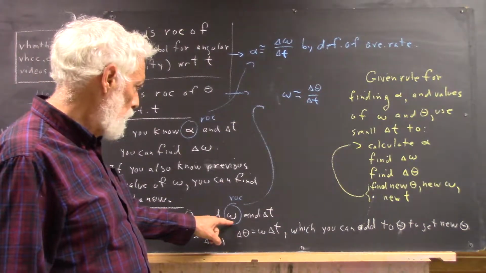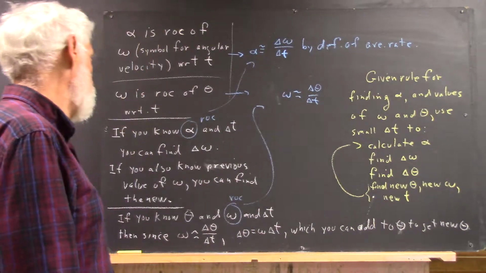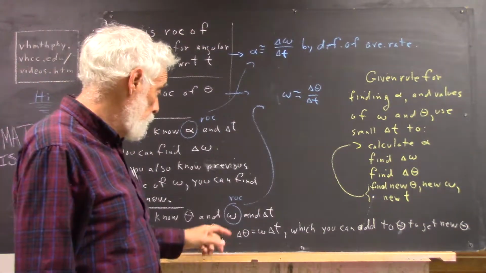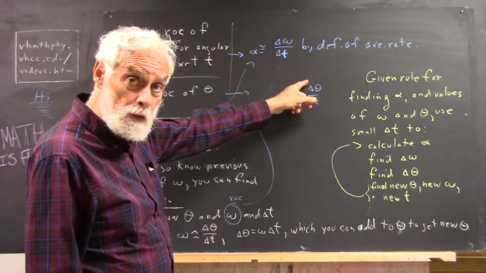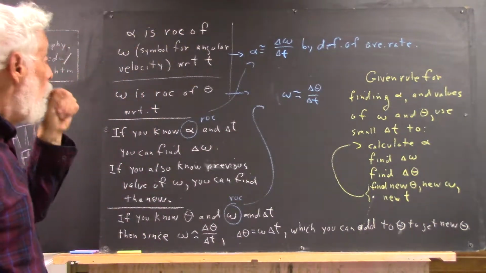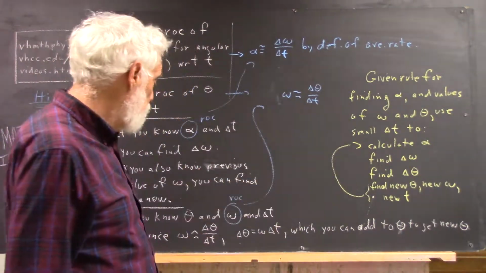Okay, well anyhow, so then if you happen to know theta, omega, and delta t, you immediately see, okay, omega is a rate of change, let's write out what that means. That means omega is delta theta over delta t. Now you understand that if you also know delta t, you know two of these three things, and you can solve the equation for the third one, which is delta theta. And we pretty thoroughly discussed all that.